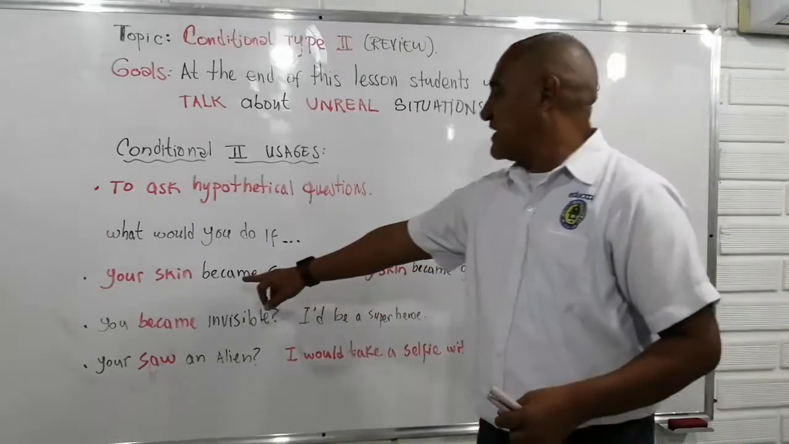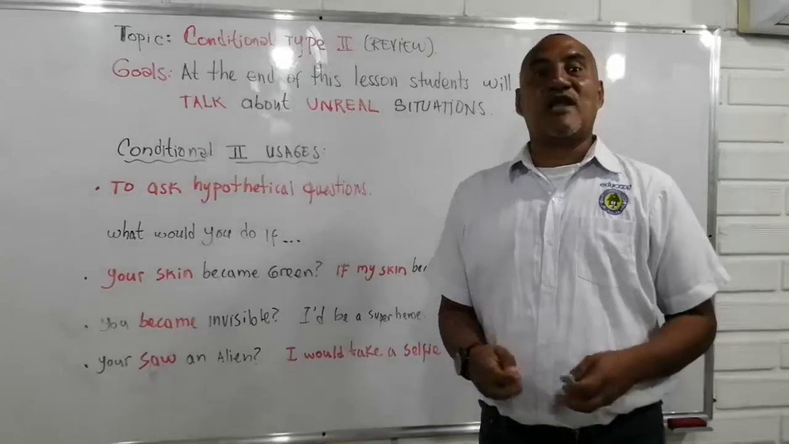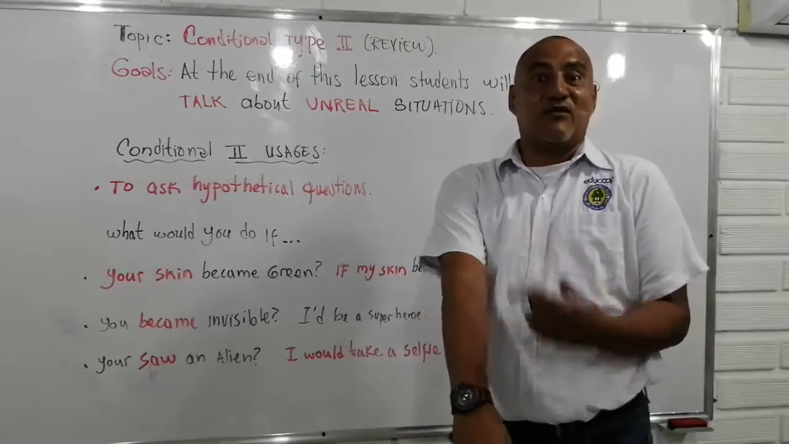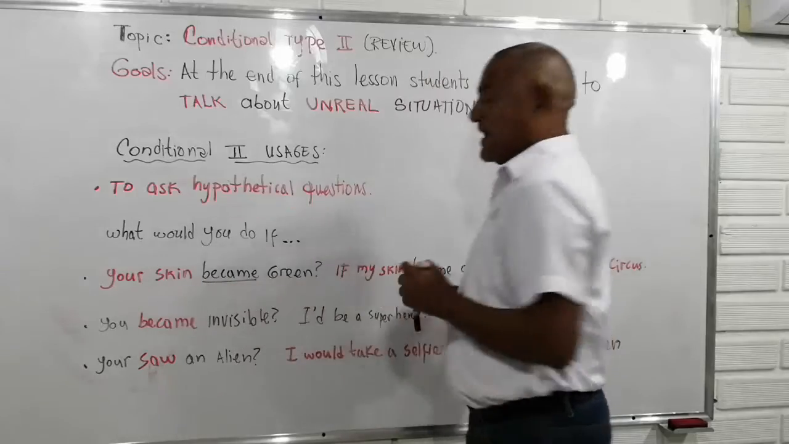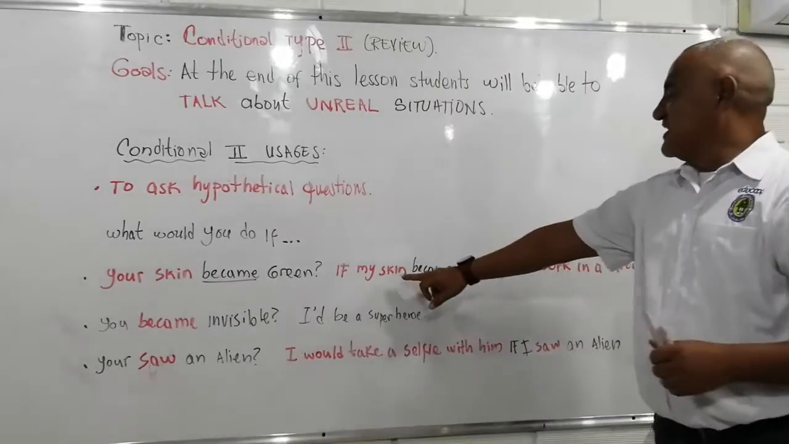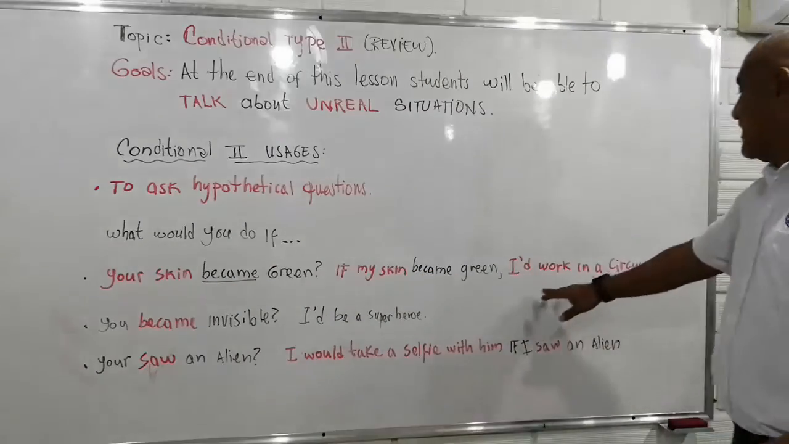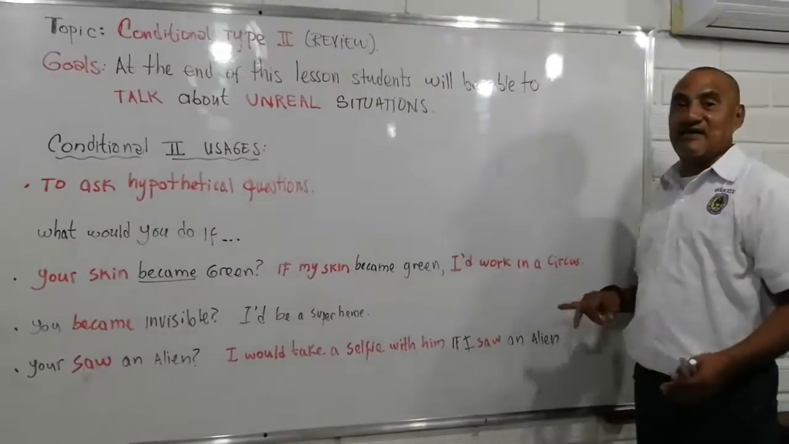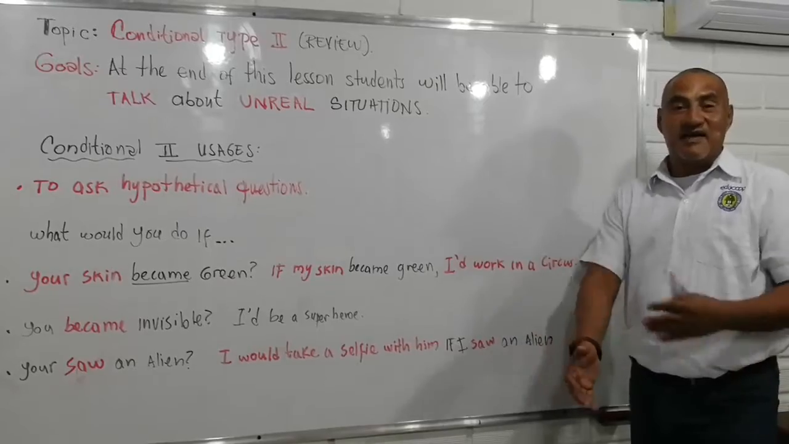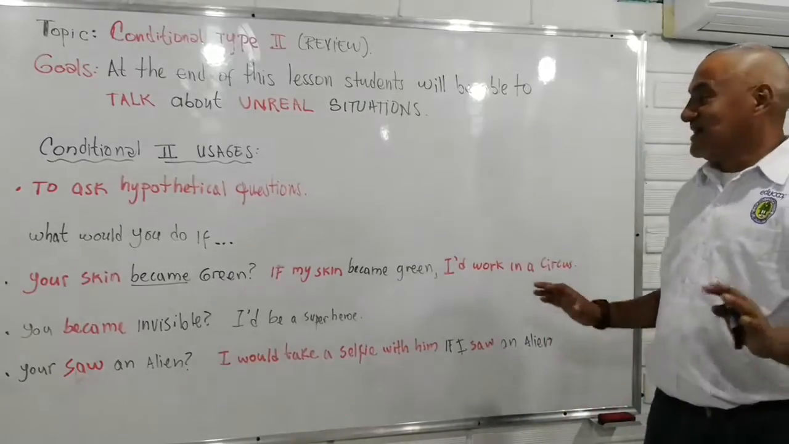Number one, if your skin became green, si tu piel se torna verde, became. Remember, simple past. Then the answer, if my skin became green, I would, or I'd work in a circus. Si mi piel se torna verde, trabajaría en un circo.